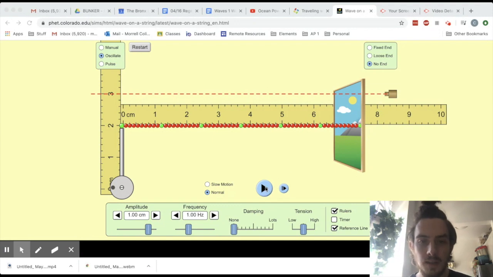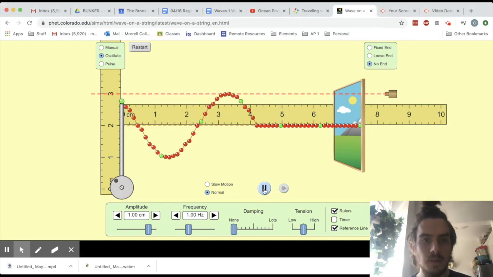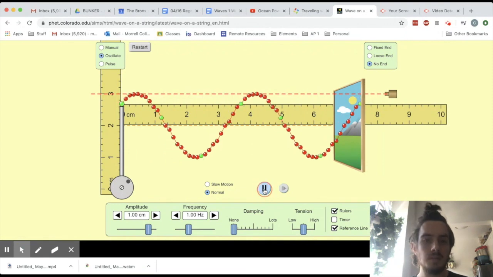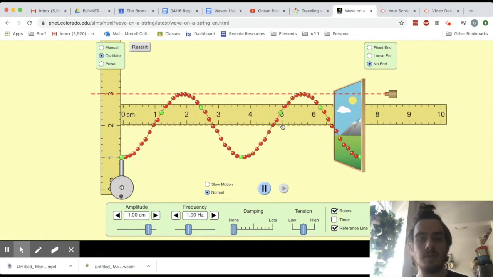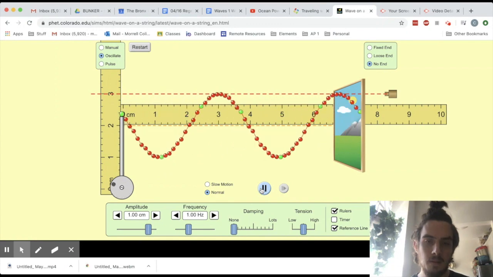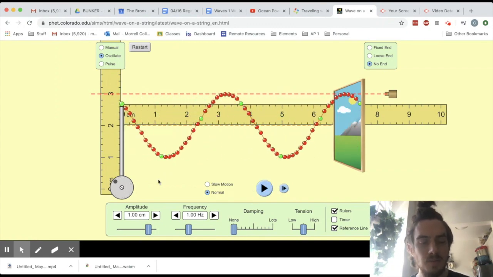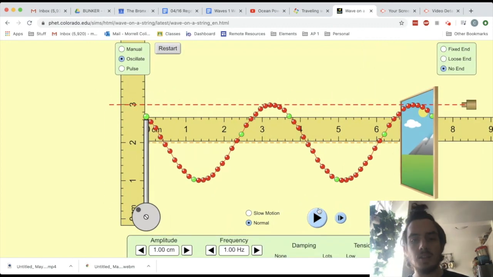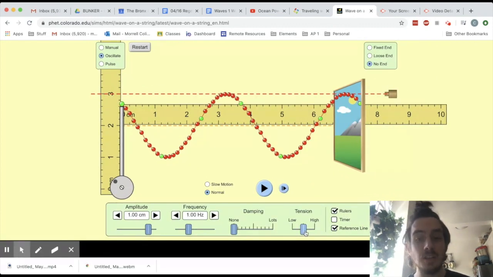So I can go ahead and do that. Let me play it. There we go. I have my wave being formed, oscillating up and down, moving from left to right. So amplitude and frequency are determined only by the source here. Now, the medium, which is this beaded rope here, can be changed, and I can change that medium by altering the tension within the medium. So if I decrease my tension to low here, let's see what happens.